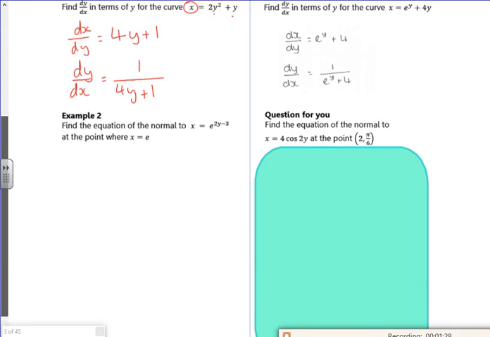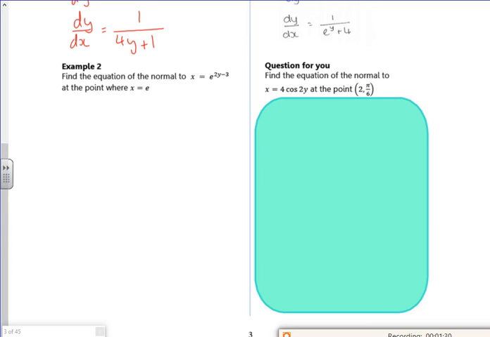Let's have a look at example 2 now. Example 2 says find the equation of the normal. So we know for a normal, or for any equation of a line, we need a coordinate, a point, don't we? And we need a gradient. In this case, we need the gradient of a normal. Right then, so let's try and look at the gradient.